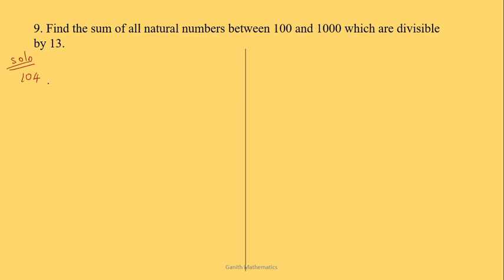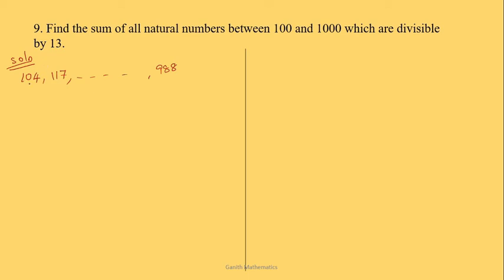So what will be the next number? It is very easy, right? If you add 13, then you will get the next number. So it will be 117. So it continuously goes on like this. At the end, before 1000, it is 988. 988 is the last number which is divisible by 13. 999 is not divisible by 13. Even 1000 is not divisible by 13. And 987 is also not divisible by 13. 988 is the last term which is divisible by 13.